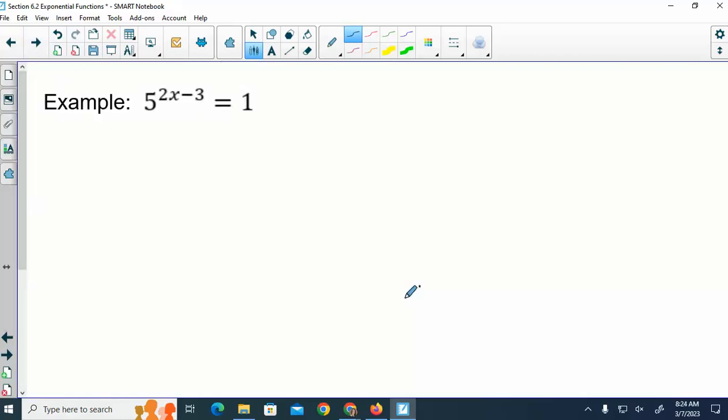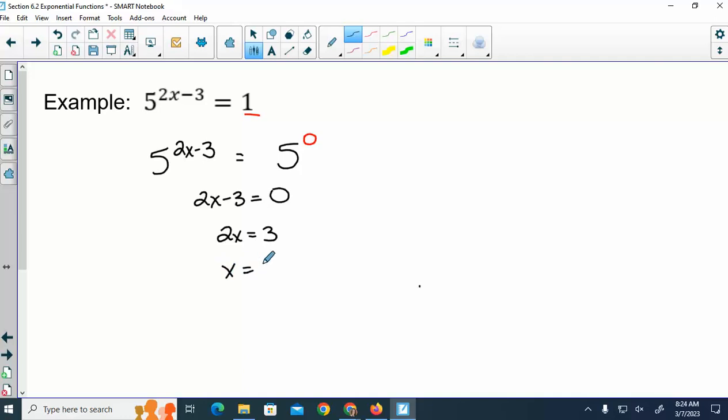What if I gave you this? This is the same thing. It's the exact same thing. What's the common base? Yeah, that's the question. 5. How do you get a 5 out of a 1? We have 5 to the 2x minus 3. You want this to be 5. So the question is 5 to what power equals 1? Anything to the 0 power is 1. Add your 3. Divide by 2.